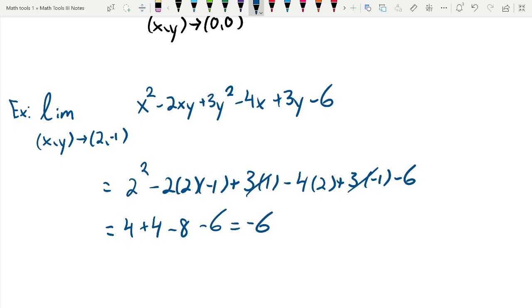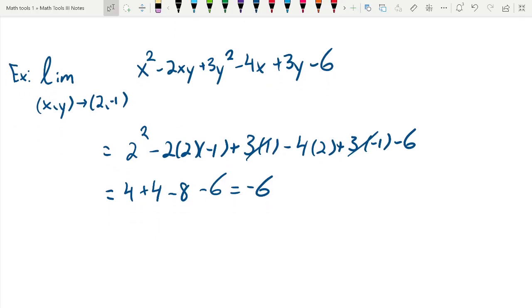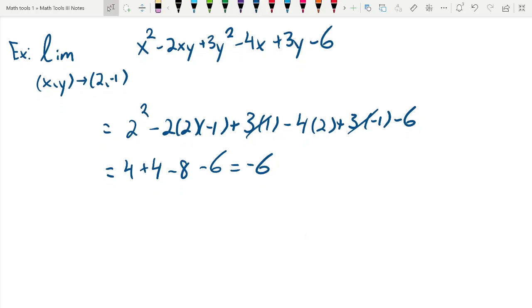And I do have the answer here. And that does look correct, -6. Okay, so we just go ahead and do direct substitution, and it's pretty straightforward, right? You know, we have a lot more arithmetic to do now because we have multiple variables to account for, so naturally the functions are going to be more complicated, but nothing we can't handle.